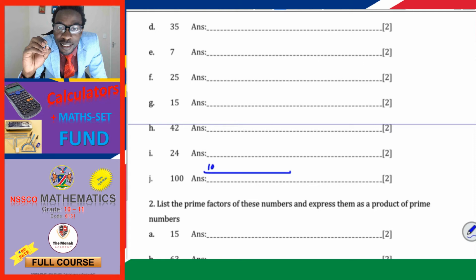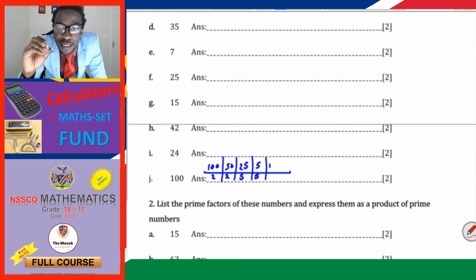We start with 100. We try with 2, you get 50. You try another 2, you get 25. So 2 cannot go into 25 without leaving a remainder. We try 5, you get 5. You try again 5, you get 1.